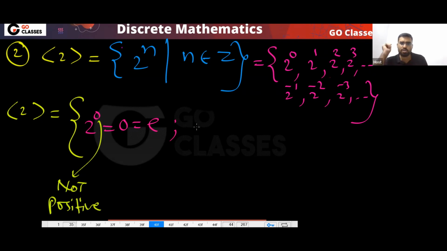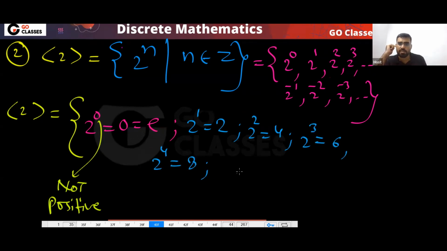Now let's see where I will stop. 2 power 1, that is 2. 2 power 2, that is 4. 2 power 3, that is 6. 2 power 4, that is 8. What is 2 power 5? Anyone want to tell me? That is 0. Again, identity element you got.